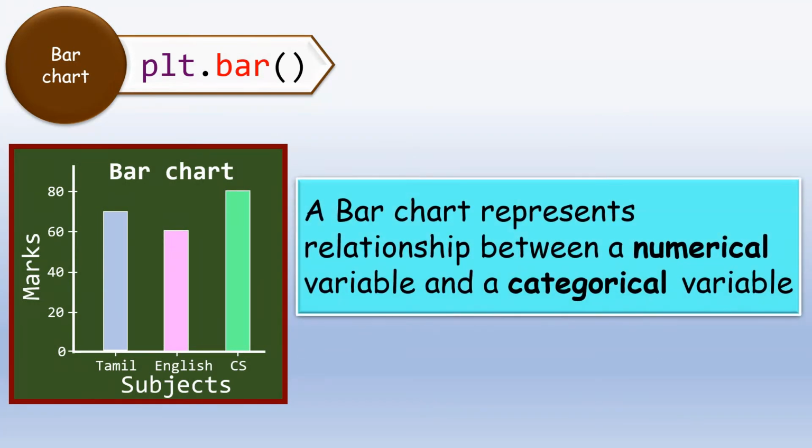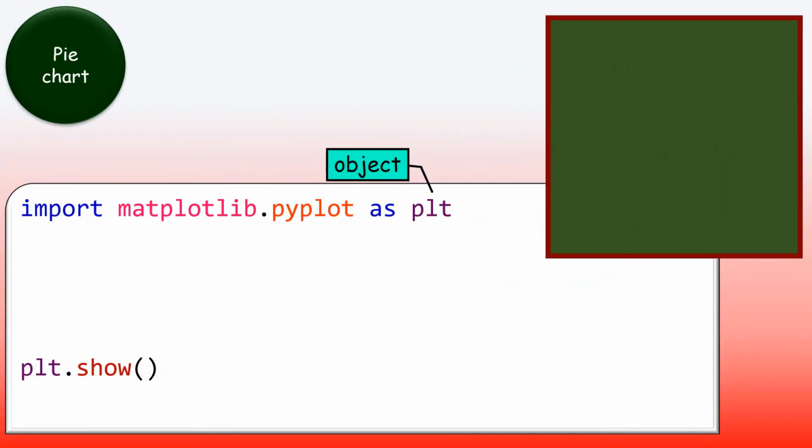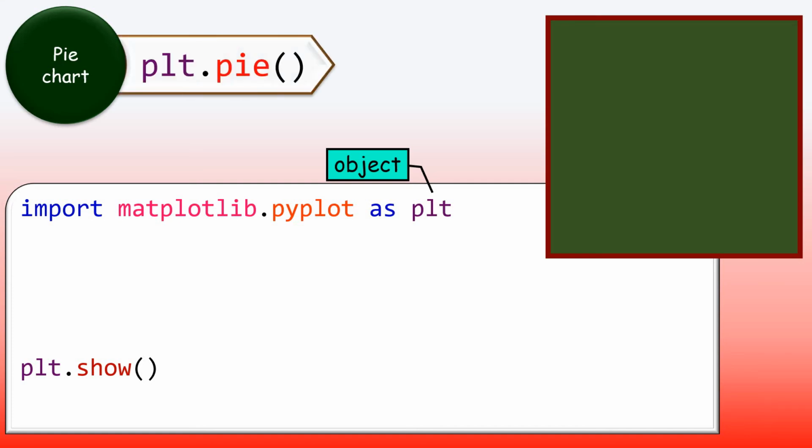A bar chart represents a relationship between a numerical variable and a categorical variable. In a bar chart, the numerical variable takes values along the y-axis and the categorical variable takes values along the x-axis. Next, we will see how to create a pie chart in Python. For this, you have to use the pie function as plt.pie. plt is the object, .pie is the function to create a pie chart.